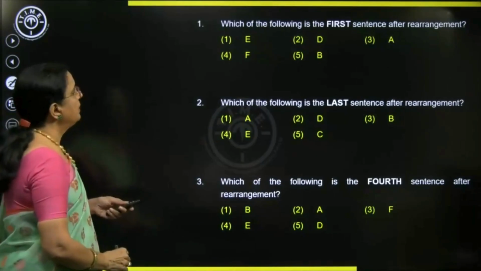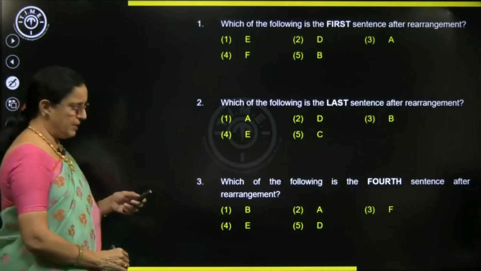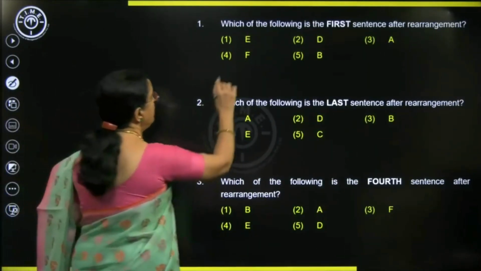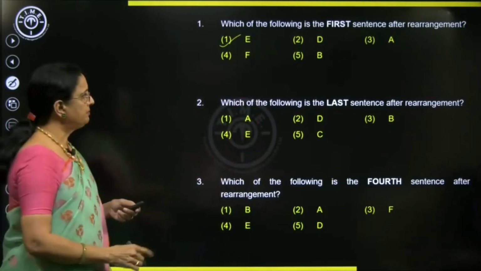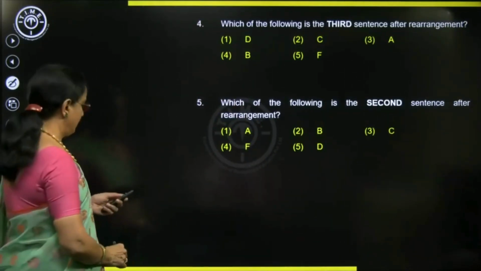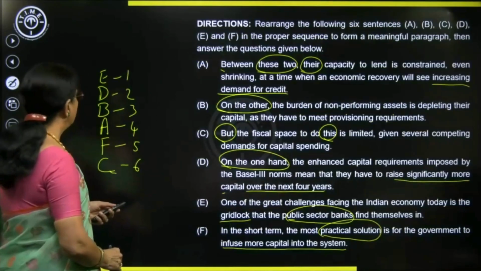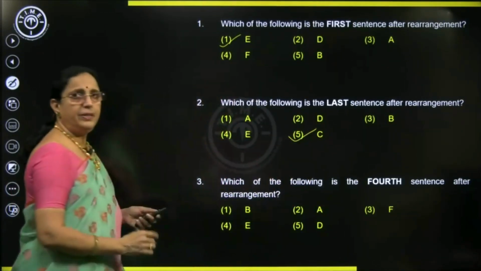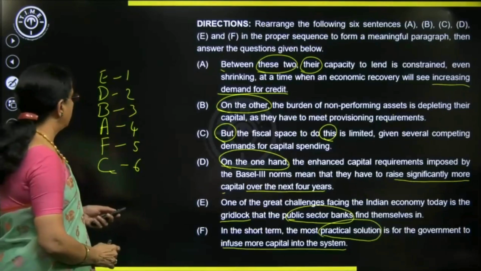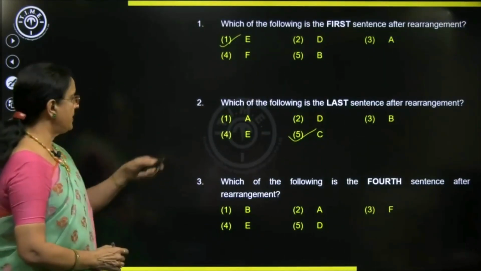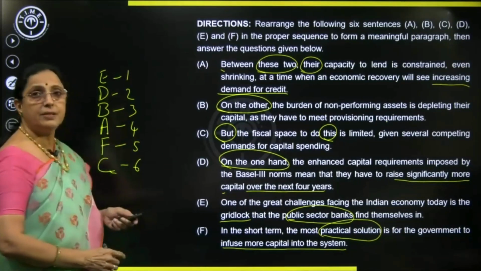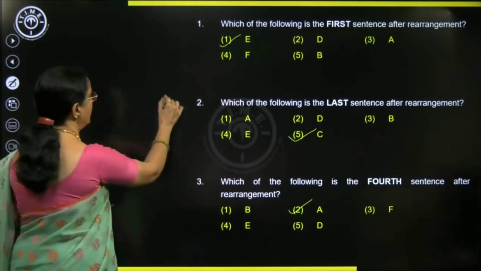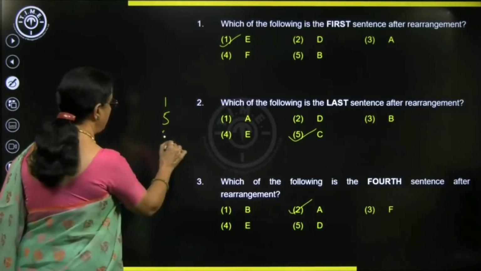Now, let's see. Which of the following is the first sentence after rearrangement? E is the first sentence. So, answer is E. 1 is the answer. Am I clear? Which is the last sentence? Last sentence is C. So, our answer is 5. If you number them, it's easy for you. Then, which is the fourth sentence? A is the fourth sentence. So, where is A? This one. Am I clear? So, our answers come to 1, 5, 2.